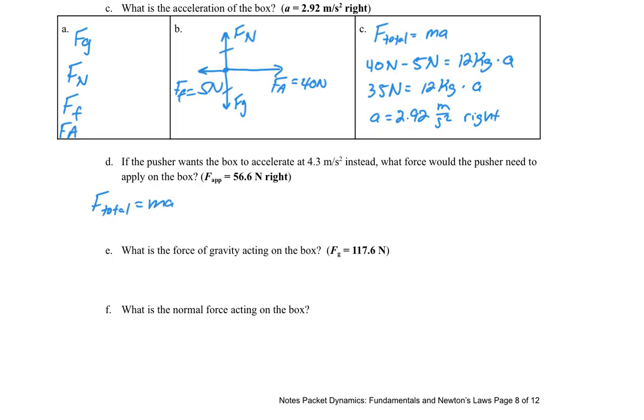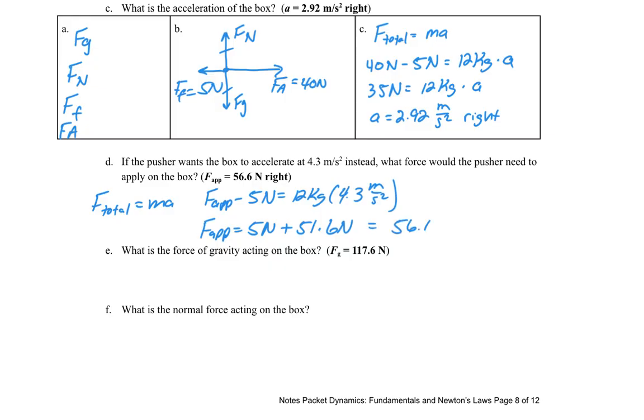Since I don't know my applied force now, I'm going to write F applied minus that 5 newtons has to equal the mass, which hasn't changed, times the acceleration, which I now know I want to be 4.3 meters per second squared. So my applied force is 5 newtons plus whatever 12 times 4.3 is, 51.6 newtons. So I get 56.6 newtons for that applied force.